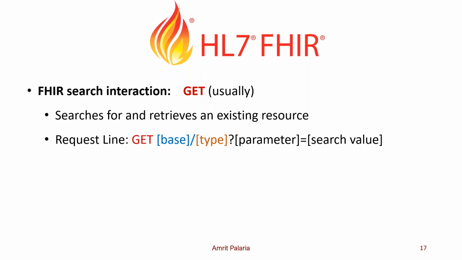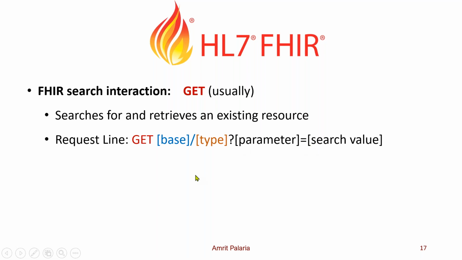And this is how you do it. So you have the GET verb, then you define your base and your type. Now I don't have an ID, because if I knew the ID, there's no point of search. Then I know exactly which resource I'm looking for. The search only matters when I don't know the ID. So I'm going to search, and this is the syntax. You have to provide the question mark, and then you have to provide the parameter and the search value.